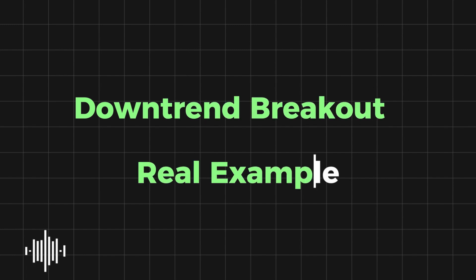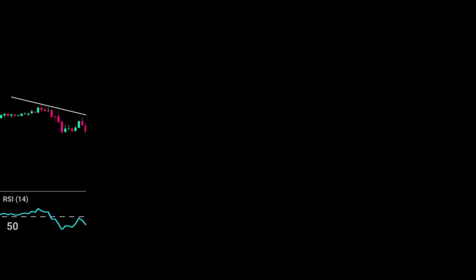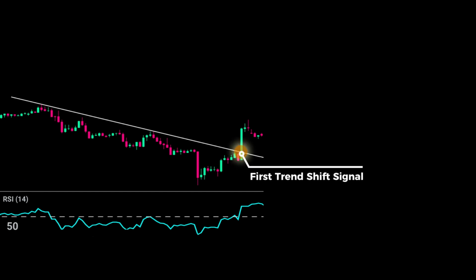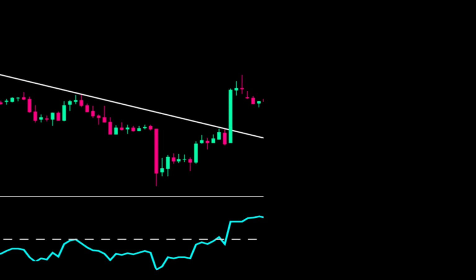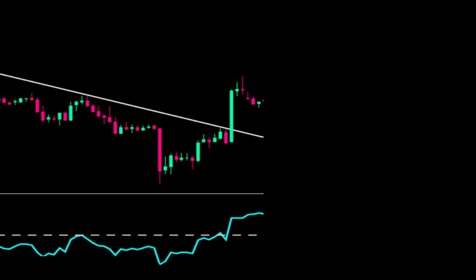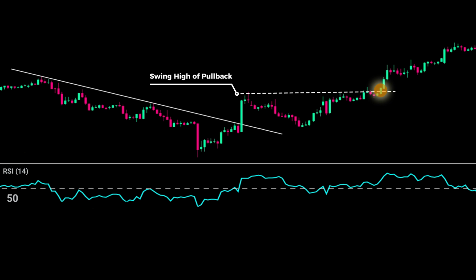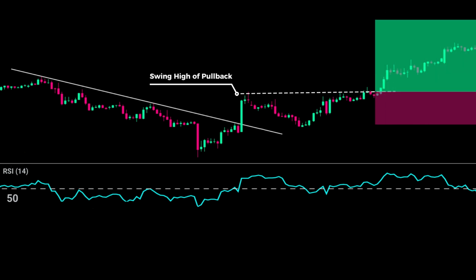Downtrend breakout real example. Now let's look at a breakout in a downtrend. In this real example, the price is moving in a downtrend, but then it breaks above the trend line. Your first signal that the trend might be shifting. When you check the RSI, you see it has moved above 50, maybe even heading towards 60, showing that buyers are gaining control. Now watch what happens next. If price breaks above the swing high created during the pullback, you've got yourself a solid long setup.